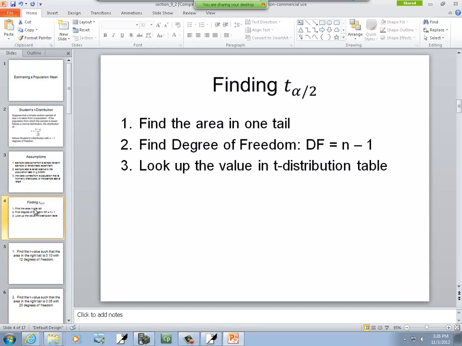Well, the first thing we need to take a look at is how to find the critical value. T sub alpha divided by 2. So let's look at the steps. It says find the area in one tail. Find your degree of freedom. df is equal to n minus 1.